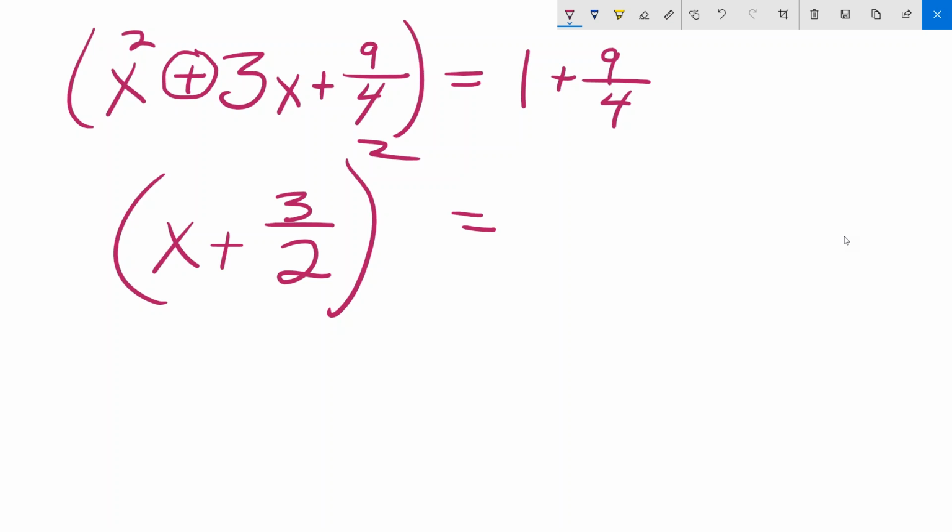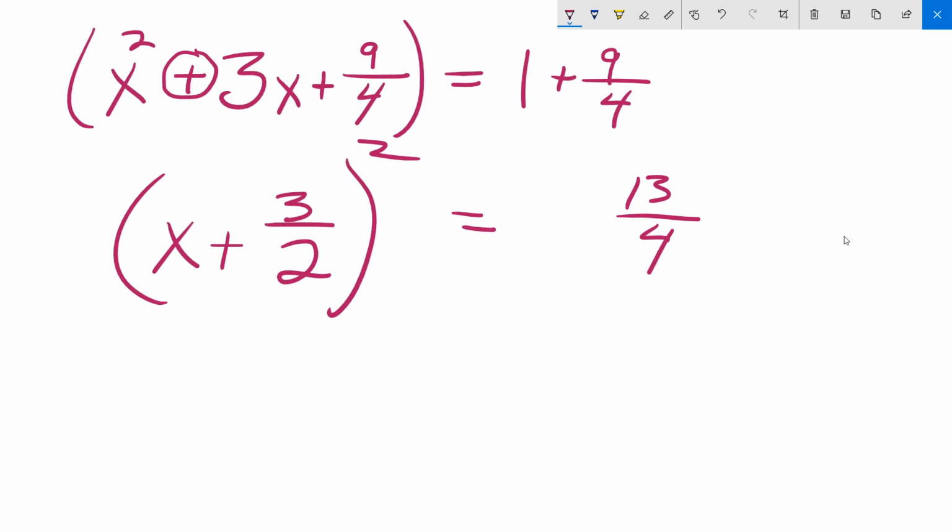Okay, what's 1 plus 9/4? 1 and 9/4. Let's put it in an improper fraction. How do we add those two together so that we get a single ratio? You do 4 over 4 plus 9 over 4. So you would get 13/4. Yes. Okay. So now what?